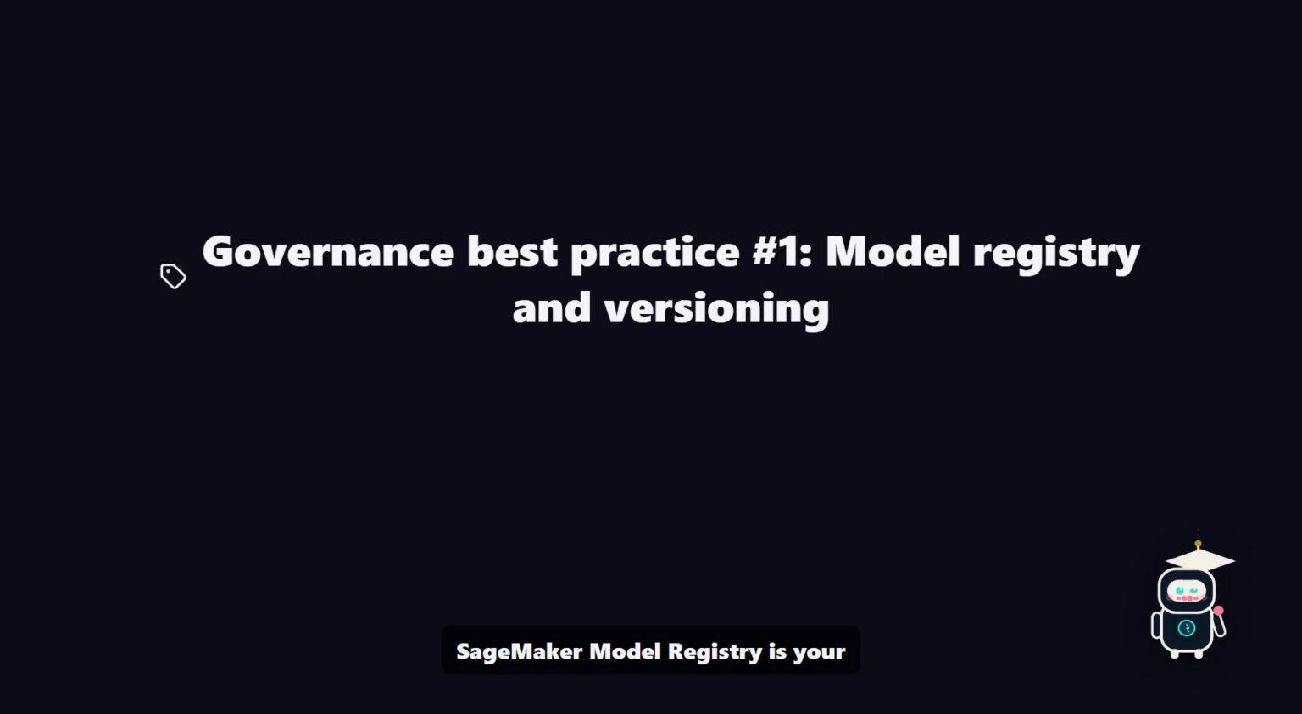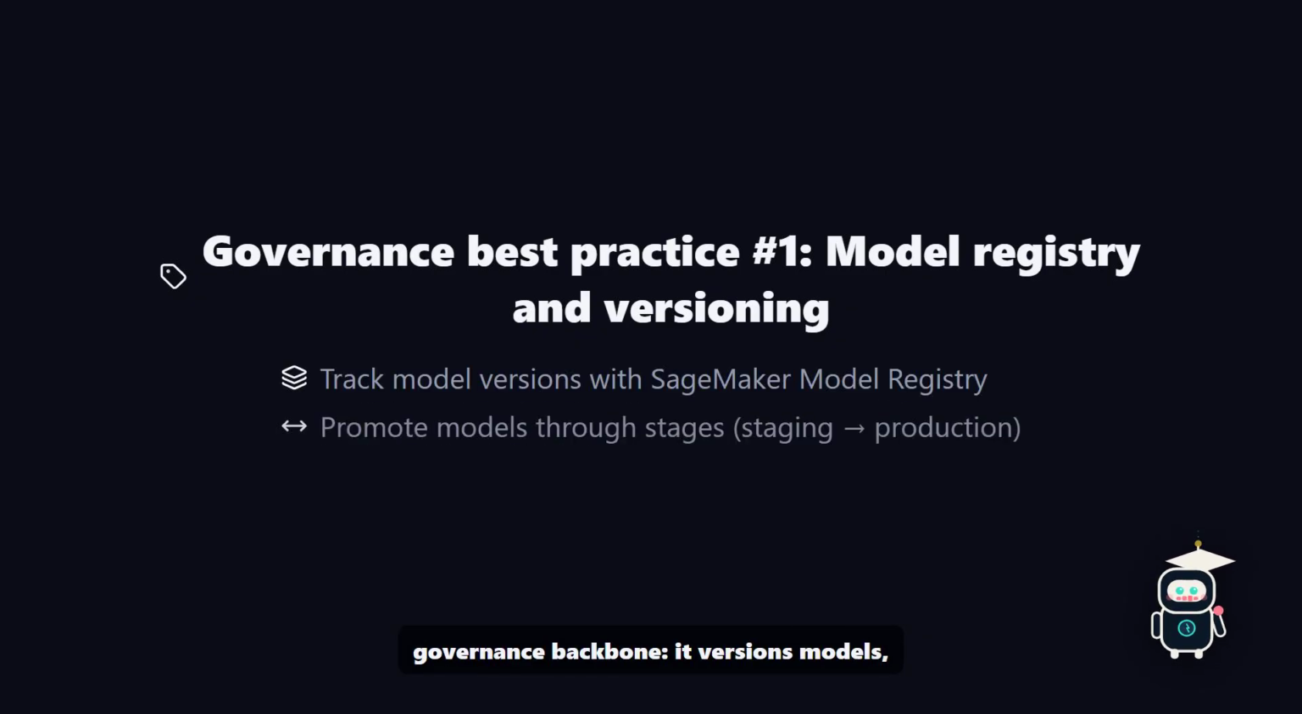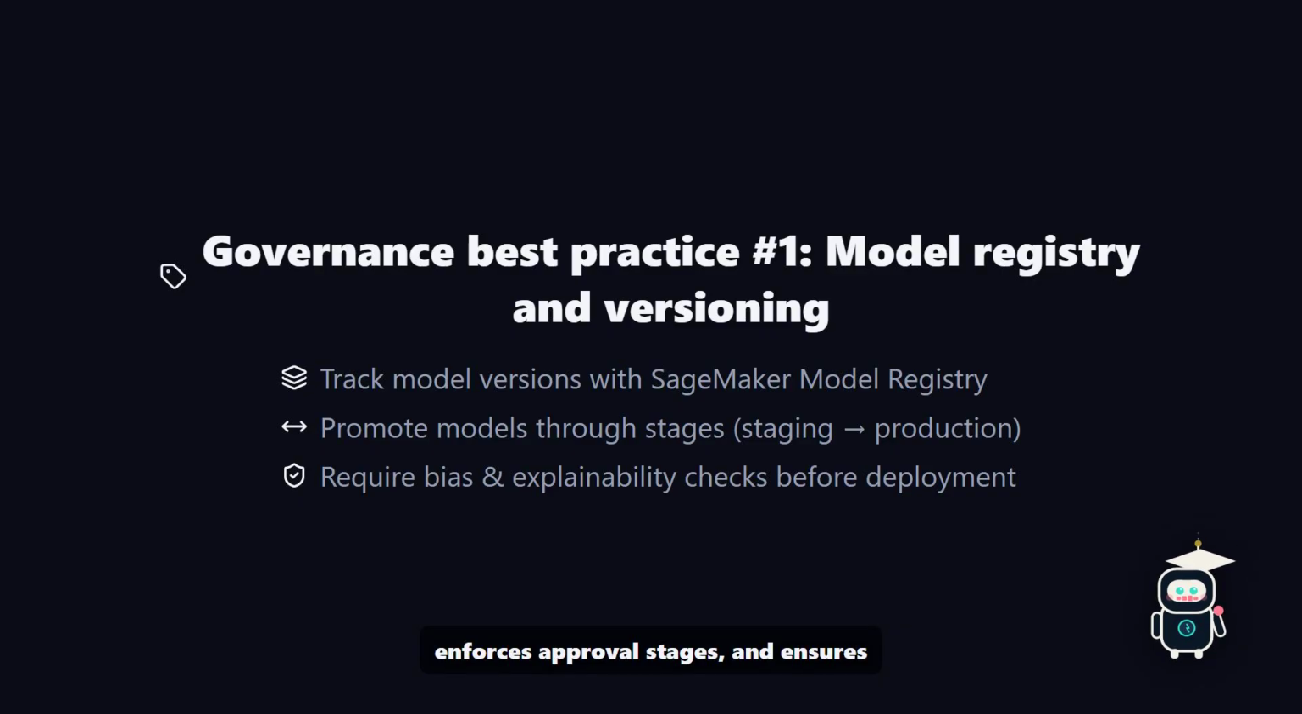SageMaker Model Registry is your governance backbone. It versions models, enforces approval stages, and ensures bias and explainability checks pass before a model goes live. Exam trick: Model Registry handles versioning and workflow, not drift detection. Don't confuse it with Model Monitor.